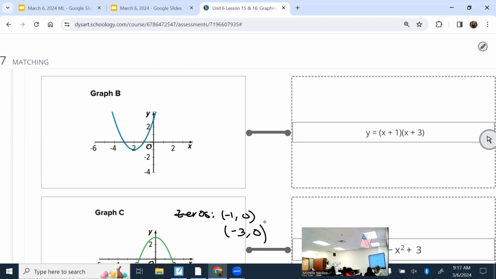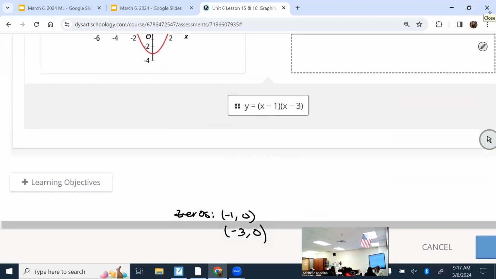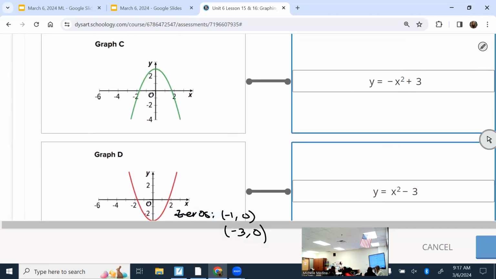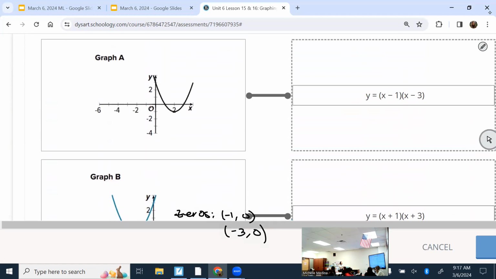So then, by process of elimination, the other one must go with graph A. The one that has x-1 and x-3, because both of those zeros would then be positive. So good on this one.